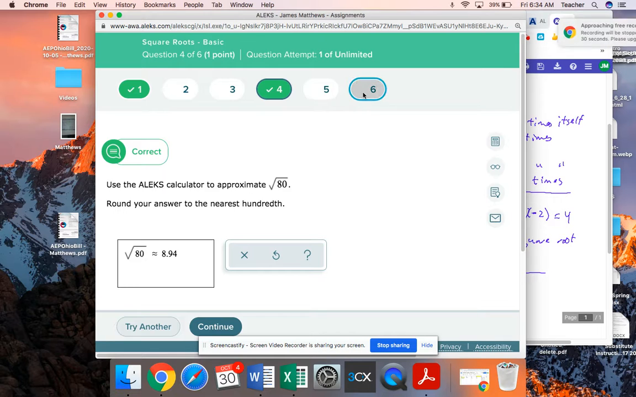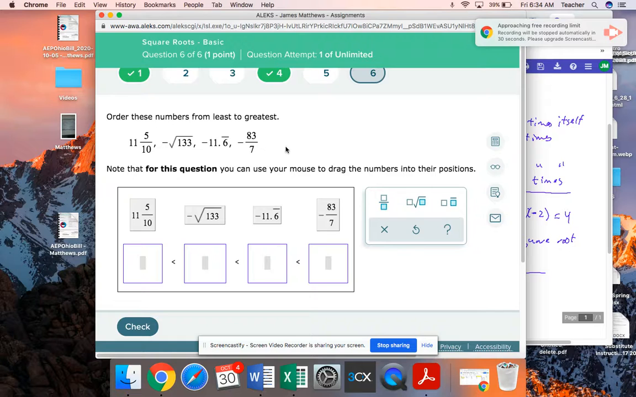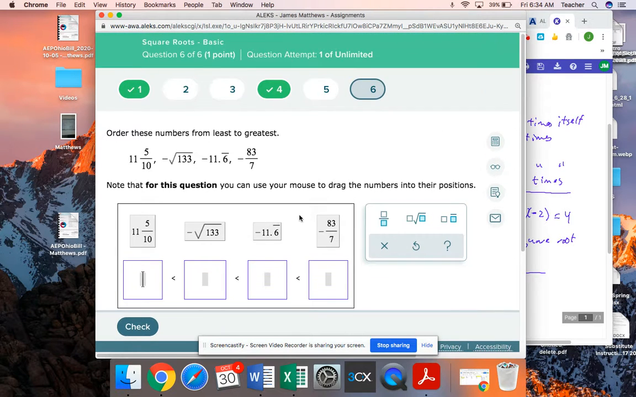I think I have a couple of those in there. And then if you look at this, it's going to ask you to order these things from least to greatest. Just put all these things in a calculator and see what the number is and then move that around. I see that my time is about to run short, so I'm not going to do that, but that's what it's asking you to do.